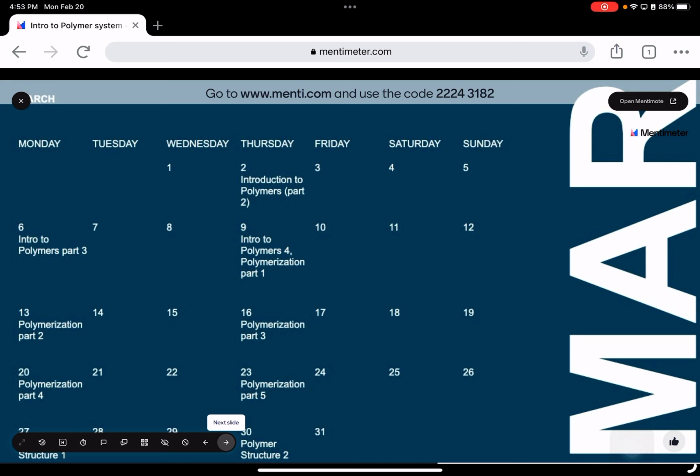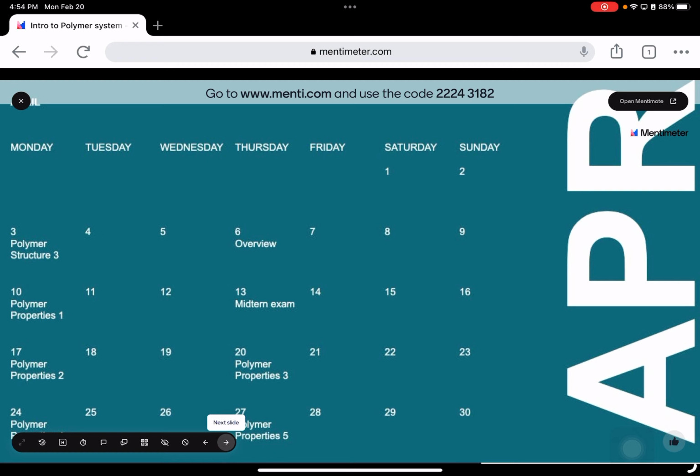And then we have another class here, right? And this is still also introduction, okay? But a different part. So up here is still introduction. So, a long introduction. And this is where we can go to polymerization, the synthesis. But I think if we can learn faster, maybe we can learn polymerization here. So polymerization, and then polymer structure, and then still polymer structure, and then we have the midterm here.